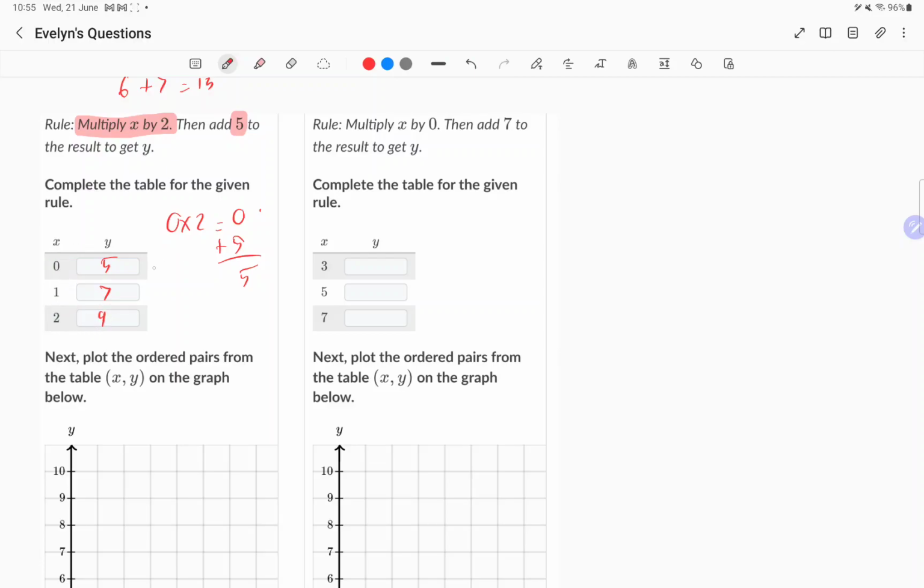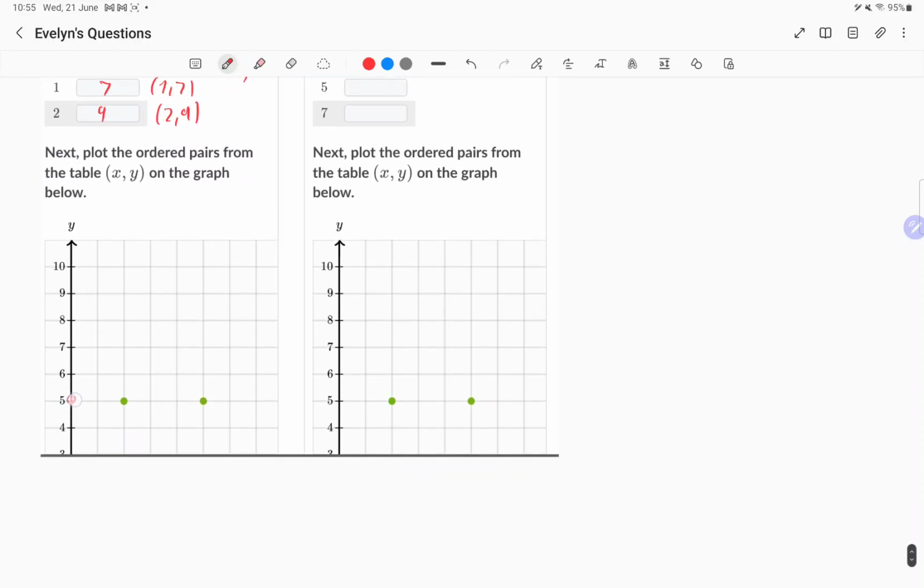Okay, which means that the first point is at 0, 5, and then 1, 7, and then 2, 9. Okay, so 0, 5 is this one here, 1, 7 would be here, and 2, 9 would be here. All right, so you gotta just move these points to these 3 points. So if you notice, this will create a straight line. If you were to use more inputs, it will create a straight line.